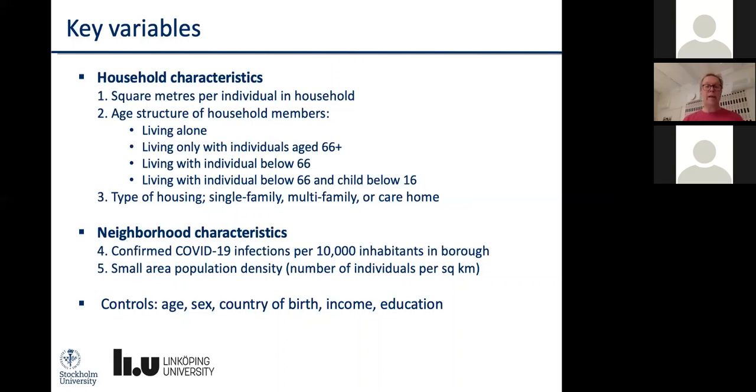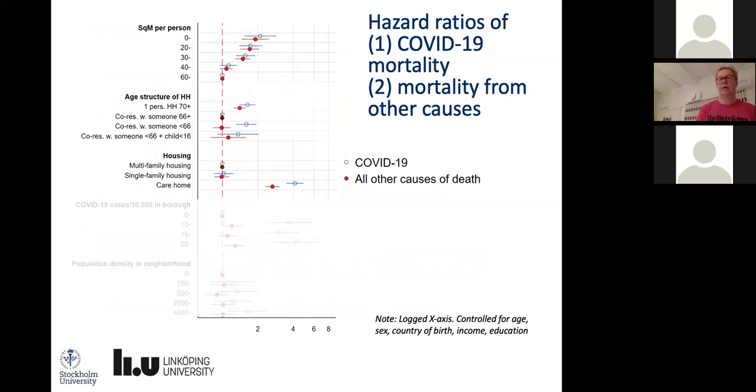And then for neighborhood characteristics, we looked at the small-area population density, so how many individuals per square meter, but we also had data on caseload, the number of reported infections in the borough of Stockholm. And of course that is expected to have an impact, but we wanted to see how much, and whether the other factors hold when we control for this. And then of course we have standard controls: age, sex, country of birth, income, education. And here are then the results in a diagram of this type of analysis.